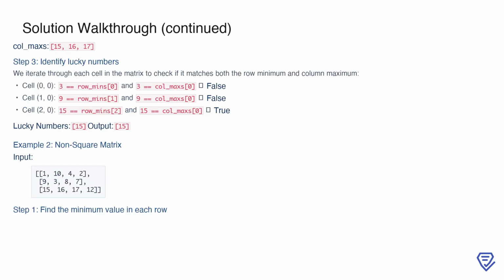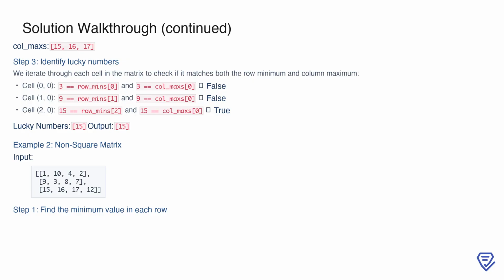Now that we have the row minimums and column maximums, the next step is to identify the lucky numbers. A lucky number is a value that is both the minimum in its row and the maximum in its column. Starting with cell 0, 0, the value 3 matches the row minimum but not the column maximum, so it is not lucky. For cell 1, 0, the value 9 is the row minimum but not the column maximum, so it's also not lucky. However, for cell 2, 0, the value 15 matches both the row minimum for row 2 and the column maximum for column 0. Therefore, 15 is a lucky number. The output for this example is 15.